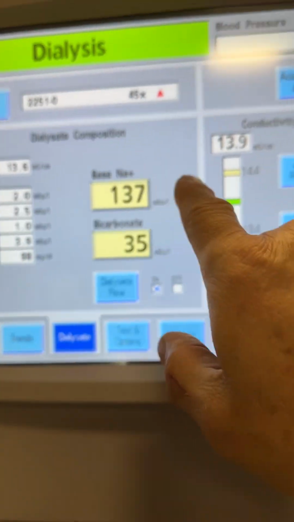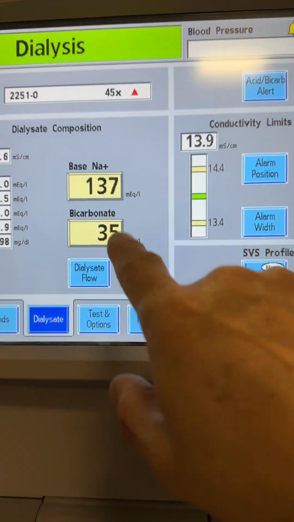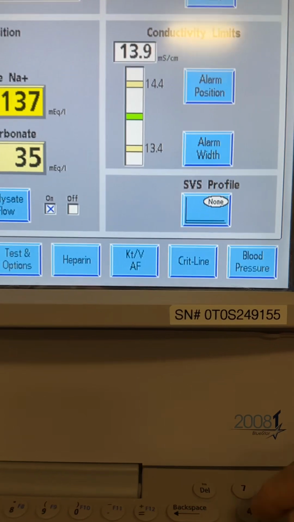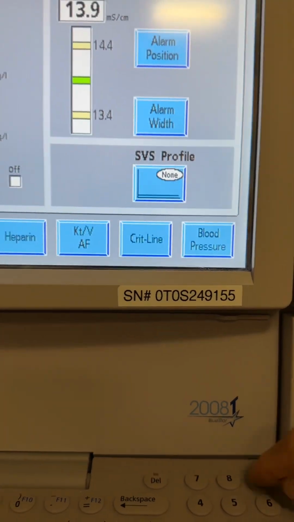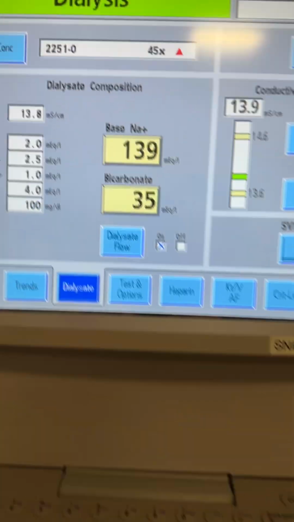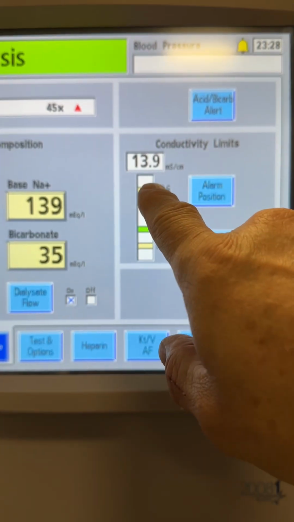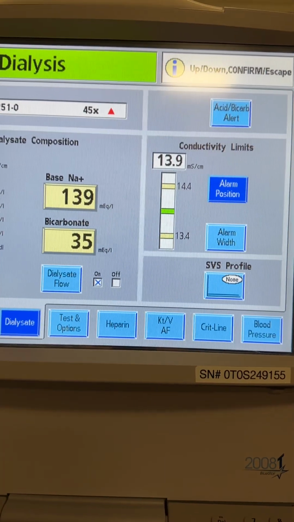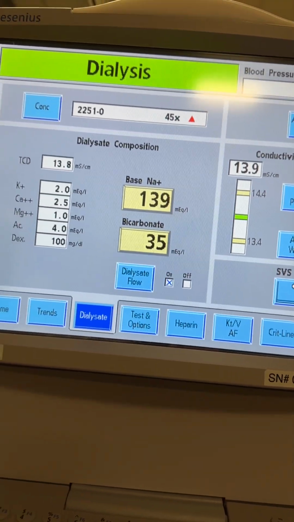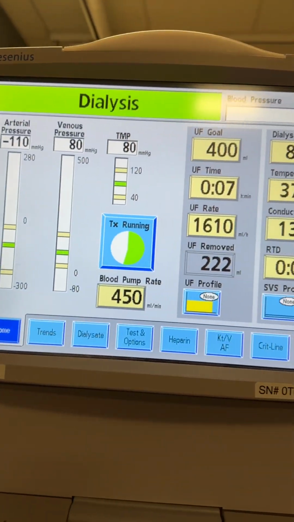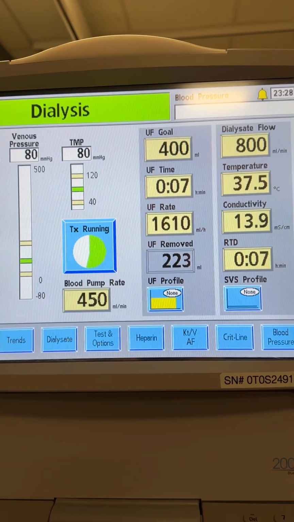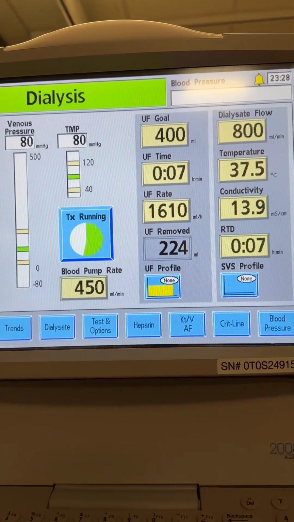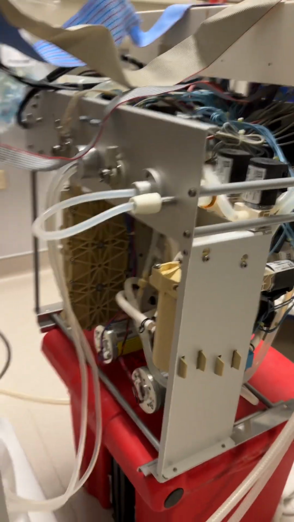Looking for 13.6, we're a little bit higher, but if we change this to 139 like it's supposed to be. Okay, looking for 13.8, we got 13.9, so we are maintaining well. And our treatment is going well. There's no alarms or issues.